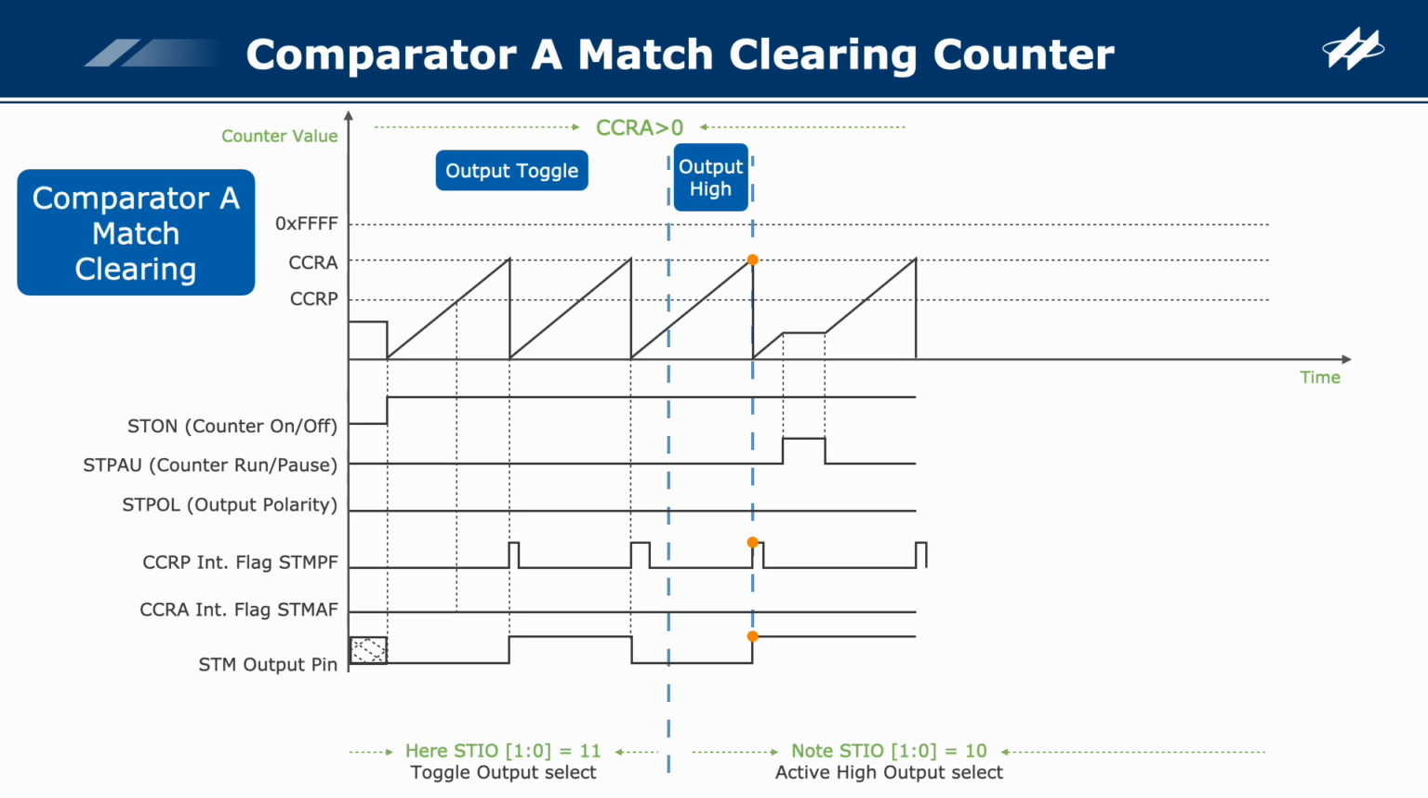Set the STIO1 and STIO0 bits to 1-0, that is, the external pin will output a high level after a comparator A match occurs. The counter continues counting until a comparator A match occurs. The STMAF interrupt request flag will be changed to 1, and the external pin will output a high level.